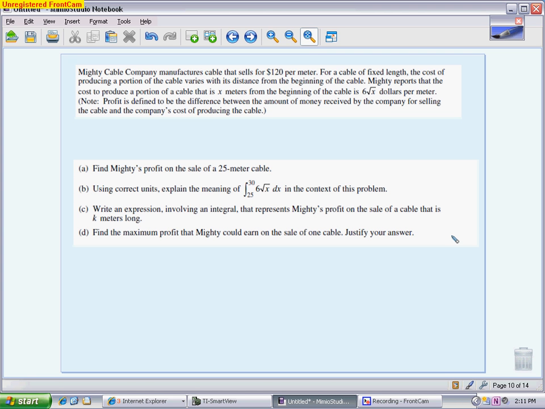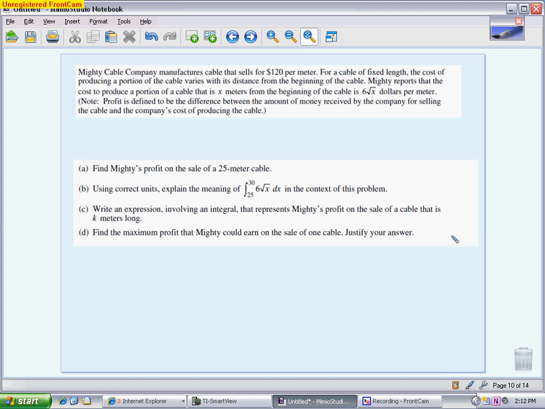And then it gives you a little side note that when you're talking about profit, because a couple of the problems deal with profit, it is the difference between how much you get for selling the cable and the actual cost of producing the cable, which makes sense. It's how much you get for it minus how much it costs to actually produce it.